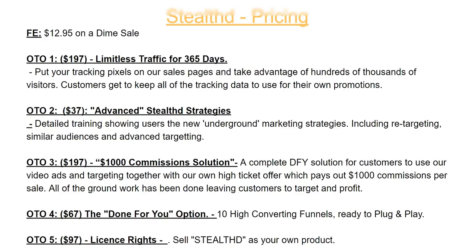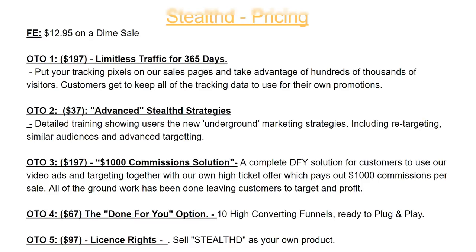Now, out of all of these OTOs, OTO number 4 is the one that I really like and the one that I'm personally going to be picking up, and it's the done for you option, and this will cost you $67. This gives you access to 10 high converting funnels. These are all ready to go. So literally you go through the training on Stealth, you can then take these 10 high converting funnels and basically run ads to these funnels, and it's all done for you. And anything that's done for you and speeds up the entire process, that is what I'm interested in. So OTO number 4 out of all these is my preferred option.